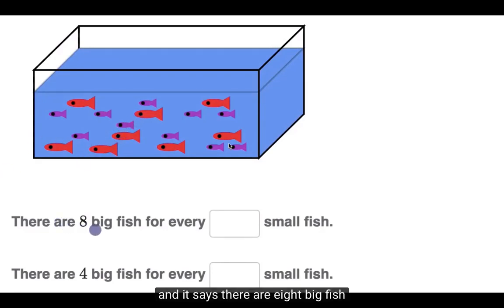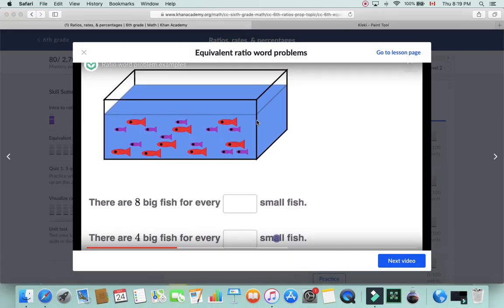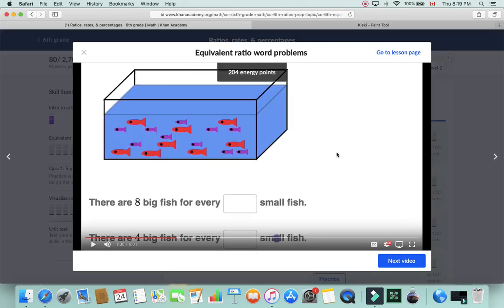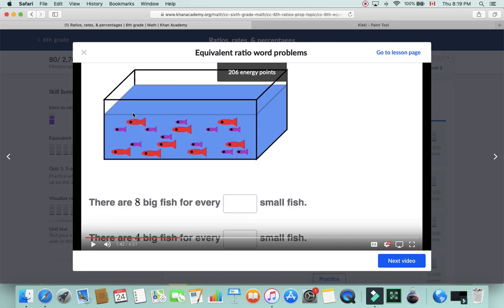Here, we just have a picture of a bunch of fish in a tank. And it says there are eight big fish for every blank small fish. And then it says there are four big fish for every blank small fish. So pause this video again and see if you can work through this. Okay, so right now it says there are eight big fish for every blank small fish. First of all, let's count how many big fish there are. One, two, three, four, five, six, seven, eight. So there are eight big fish.